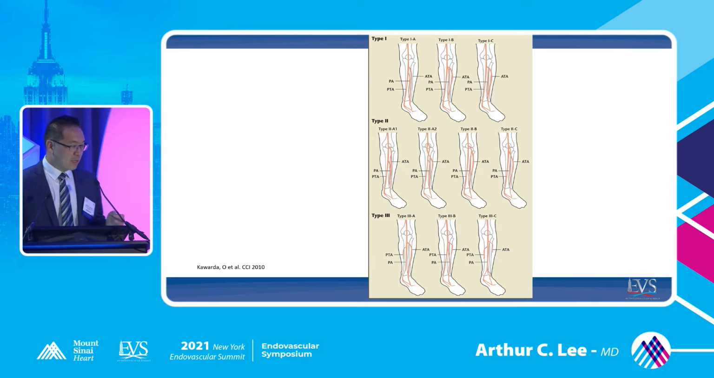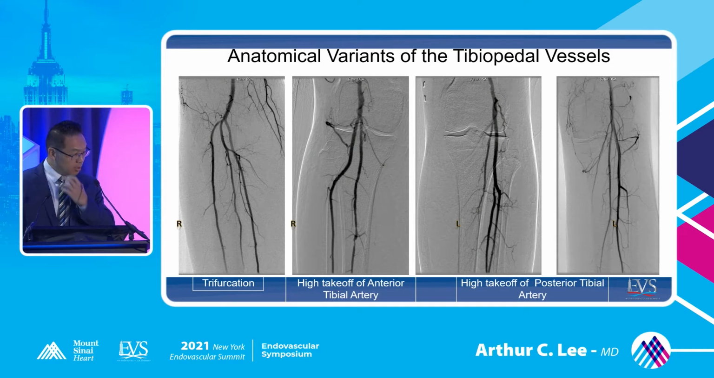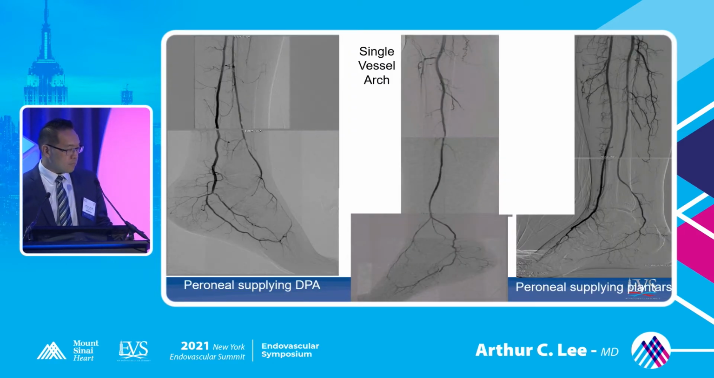in the type 1A, where you have the typical tibial trifurcation, and then some different variations. I'm going to show you angiographically some different tibial takeoffs. So you see a true trifurcation on the left. Then you have the variation of a high anterior tibial takeoff in the second frame. The third frame has a high, above the knee takeoff of the posterior tibial artery. And again, if you go back to the last slide, you see different variations in that classification system.